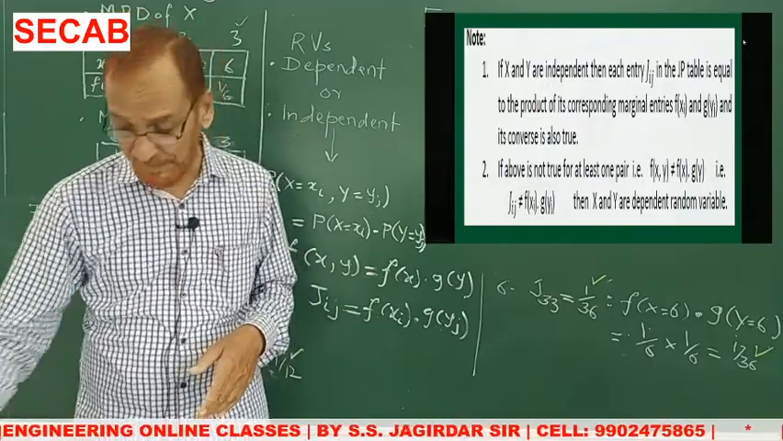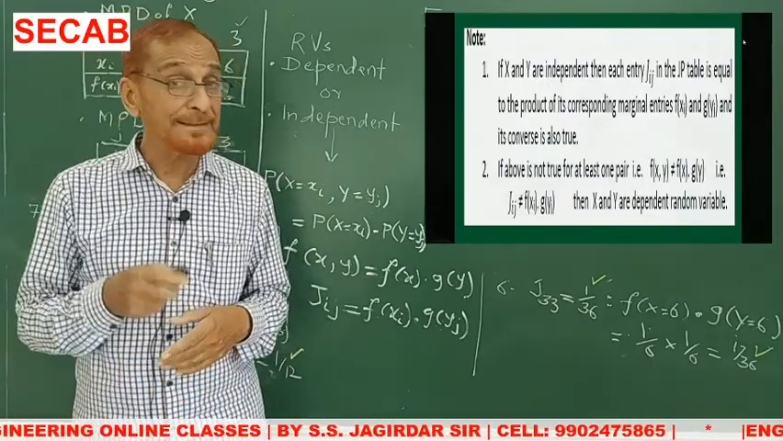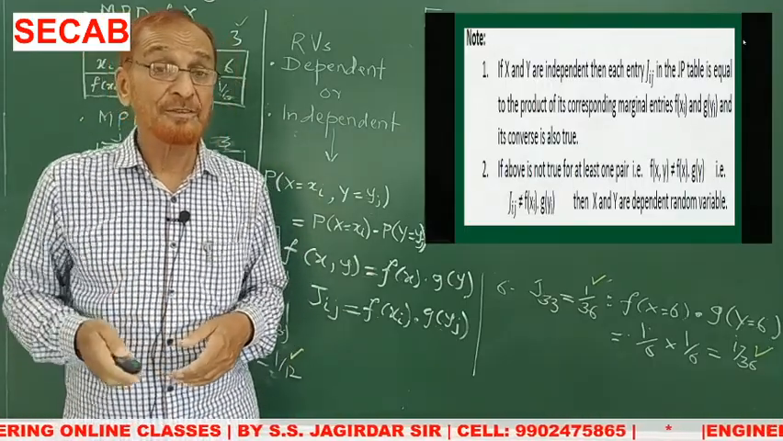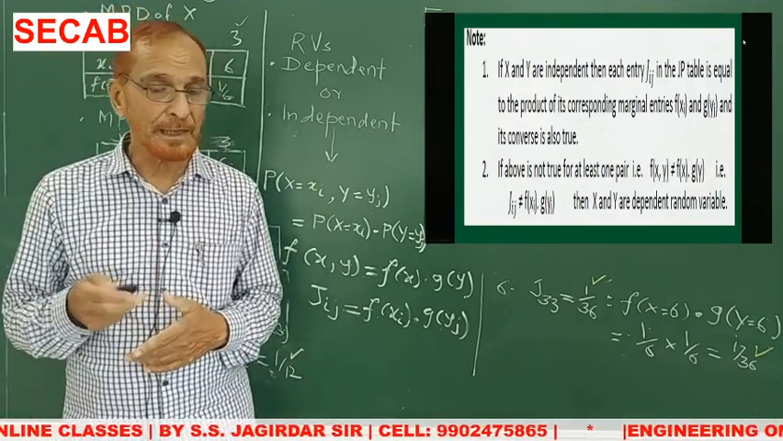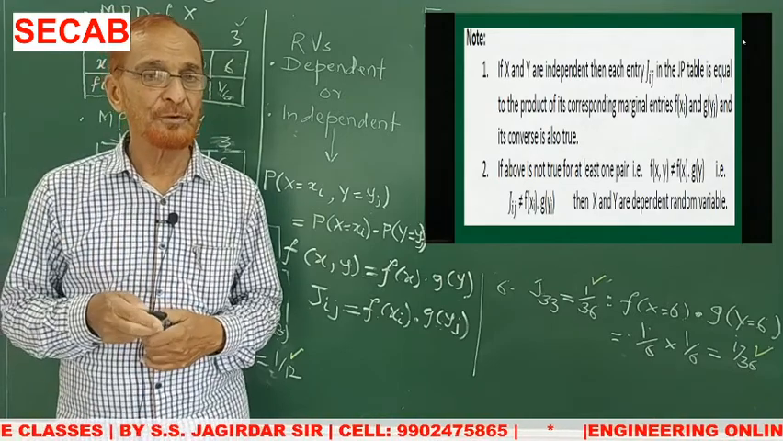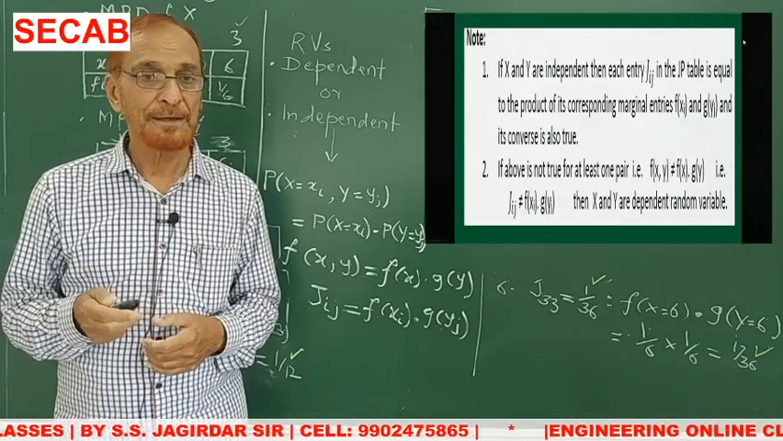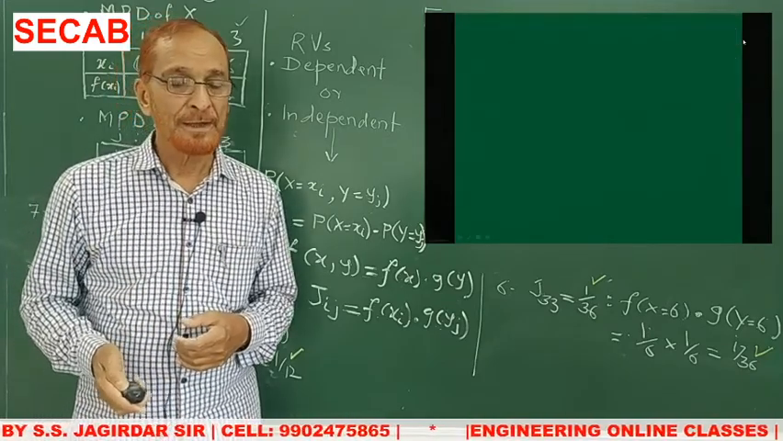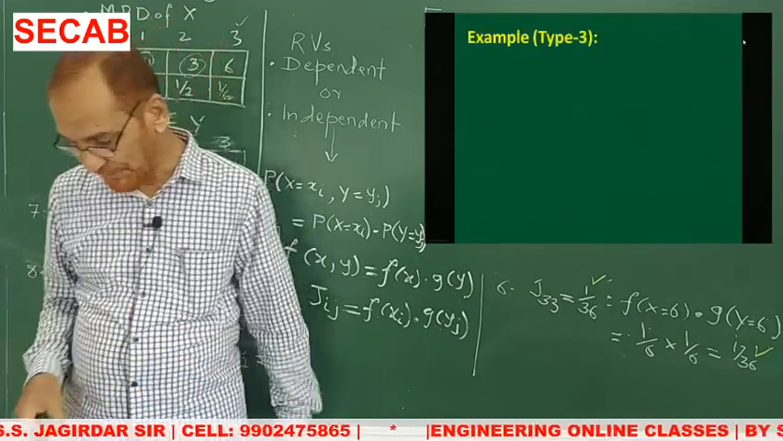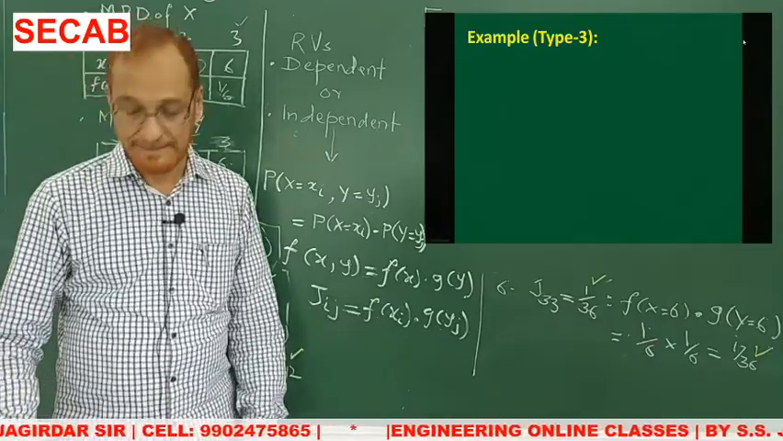So this way, this is the type 2 example, in which we deal with stochastic variables or independent variables: whether independent variables are there or not, that we have to verify. Okay, this is what we have done. Now we will go for the next type of example, that is example 3.